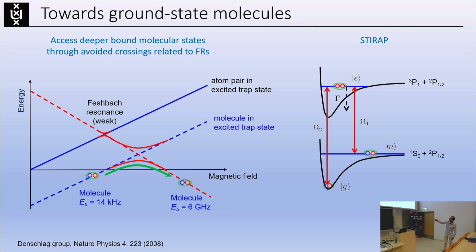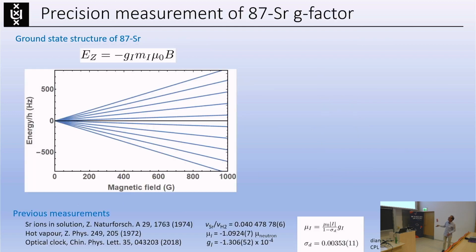So perhaps by just sweeping across this magnetic field range, we can make a molecule in a 6 gigahertz bound state. And that would be a perfect starting point for deep STIRAP. Or if it doesn't work, then we make a first STIRAP on the red mode transition to a gigahertz bound state and then STIRAP deep down. Okay, I'm nearly at the end of my time.